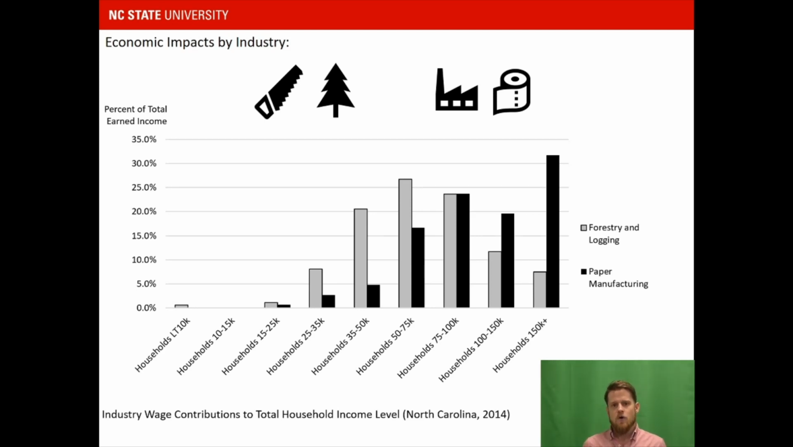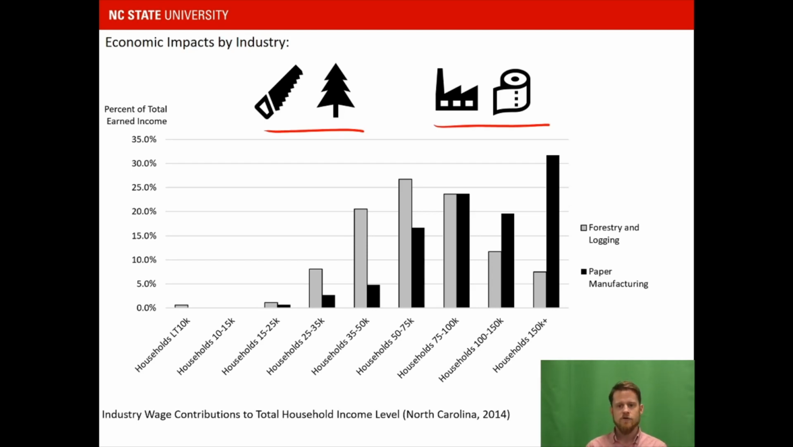Okay, so a really interesting component of this is looking at different industries and how they create economic impacts. So I'm going to compare two industries. We're going to look at forestry, and we're going to compare that to paper making. These are two industries that would generally be lumped together in forest products, but I really want to highlight here how different they can be in creating economic impacts.